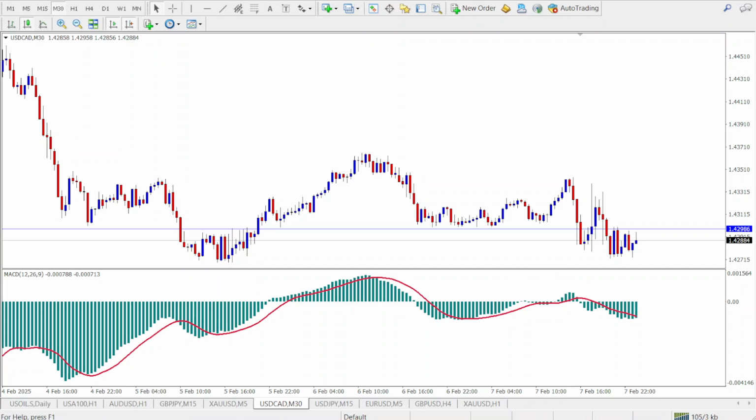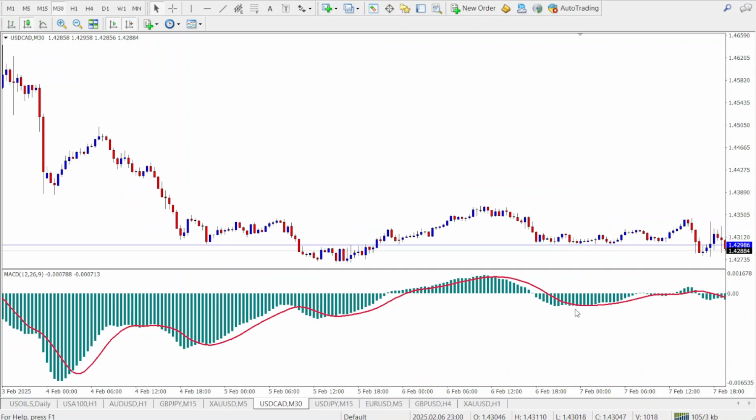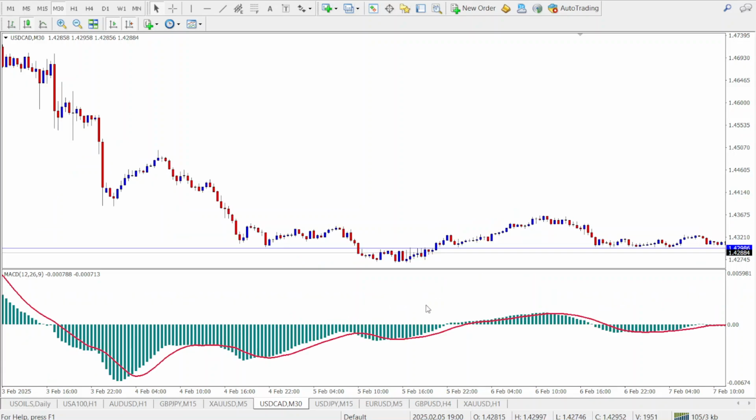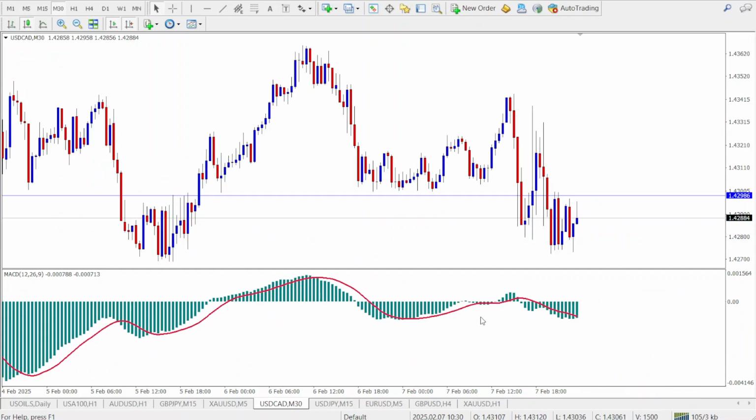Now, the key to using MACD effectively is understanding crossovers and divergence. When the MACD line crosses above the signal line, it suggests bullish momentum, which means potential buy opportunity. On the other hand, when the MACD line crosses below the signal line, it suggests bearish momentum, which means potential sell opportunity. Now that you understand how MACD works, let's go over the best settings for beginners.